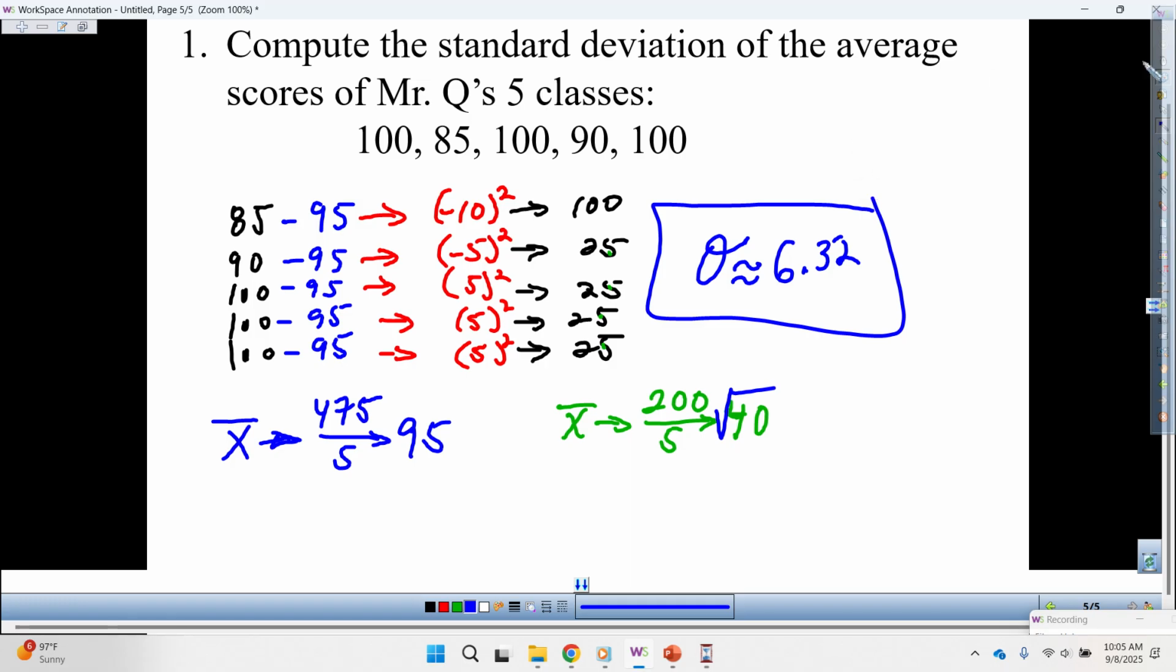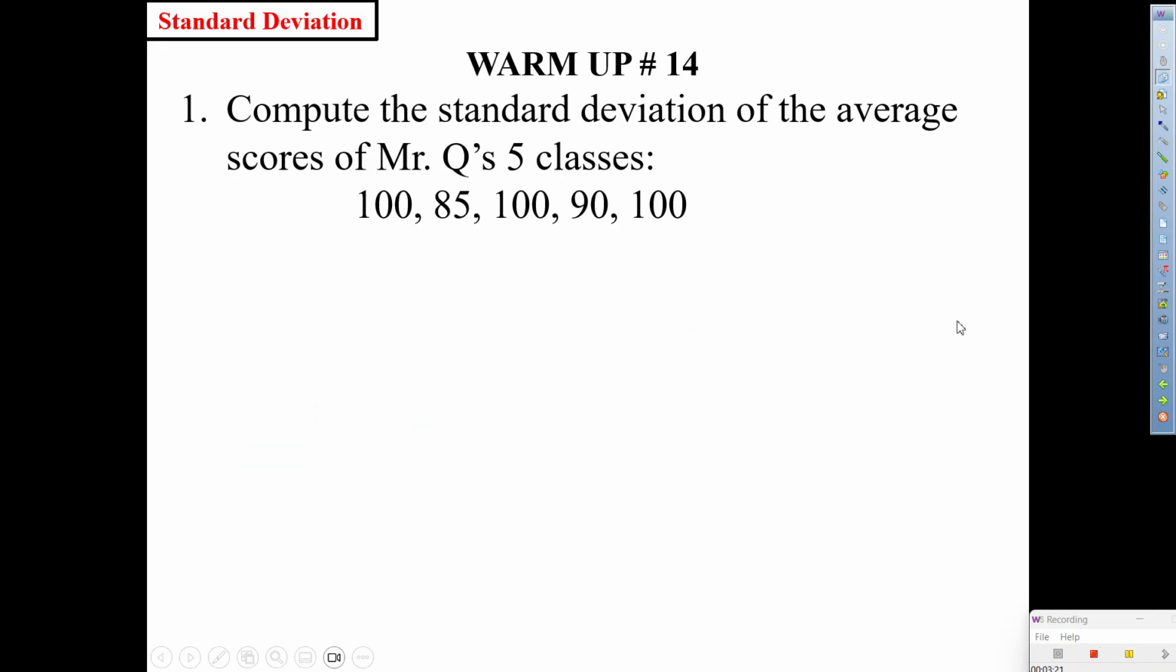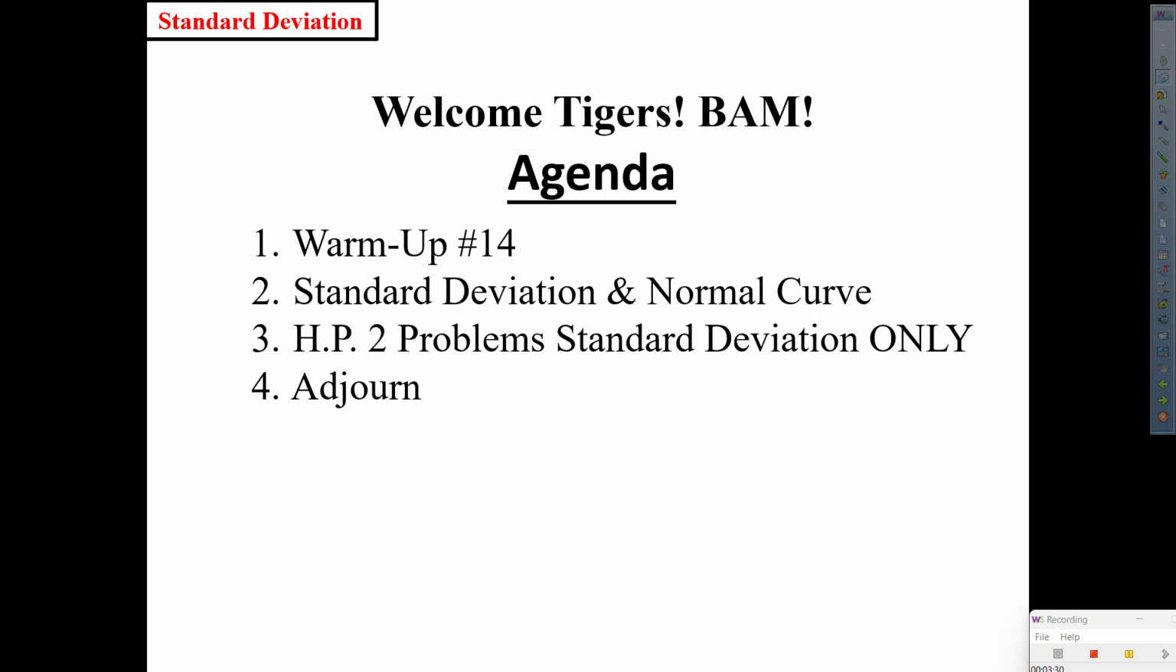Okay? All right, copy the agenda, please. Warm-up 14 done. Standard deviation and normal curve. Home plate for tonight, 2 problems for standard deviation. And you're going to graph a bell curve.